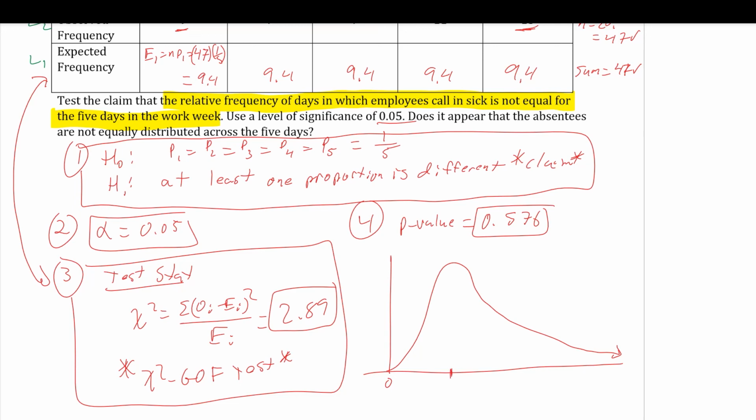And the area to the right of it, again, these are always right-tail tests, represents 57.6%. All right, that's that area. So we're not going to reject the null hypothesis. That means we don't have enough evidence to support our claim.